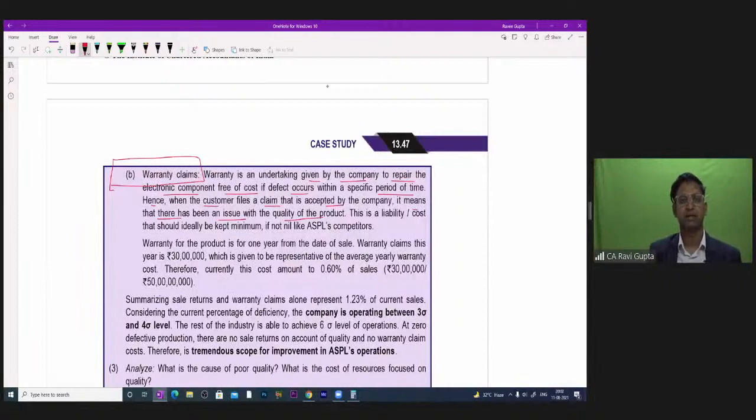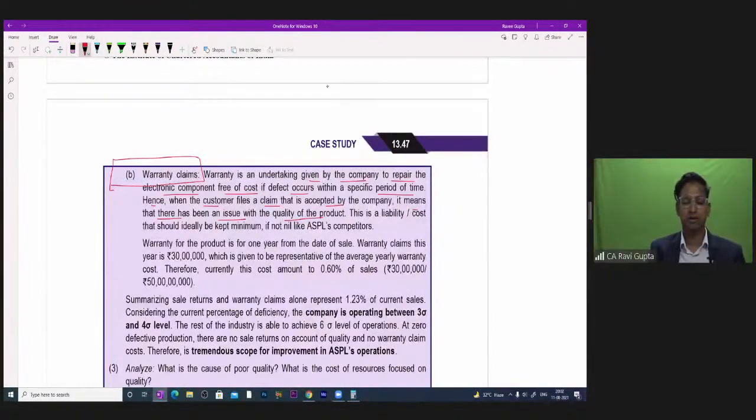Yes, definitely we have to provide the component free of cost if the defect occurs within a specified period of time. Hence, the customer files a claim that is accepted by the company. It means if the customer is claiming and it is being accepted, there has been an issue with the quality of the product.